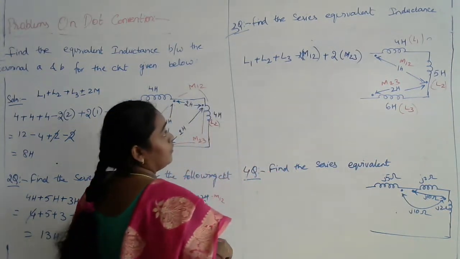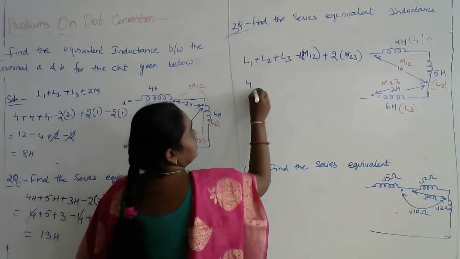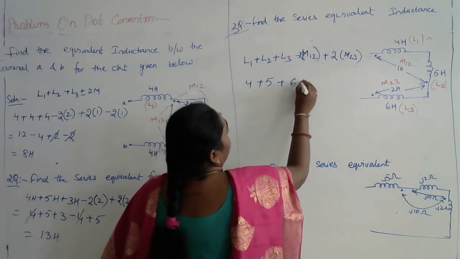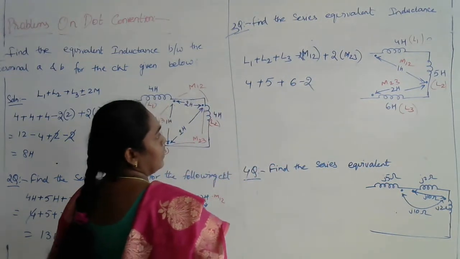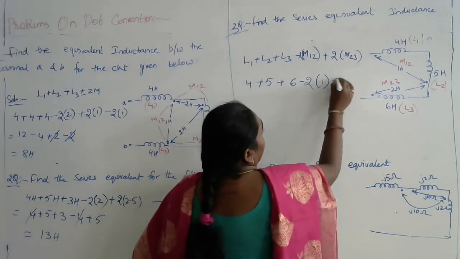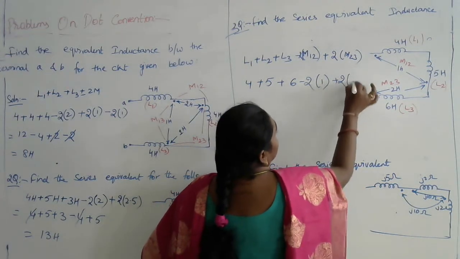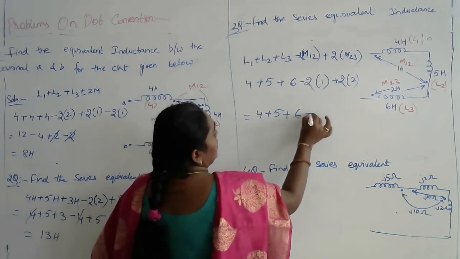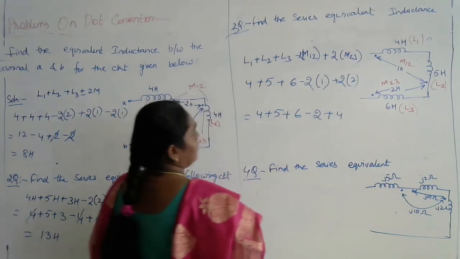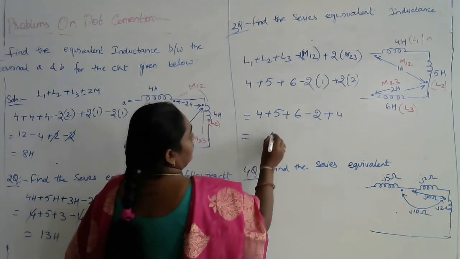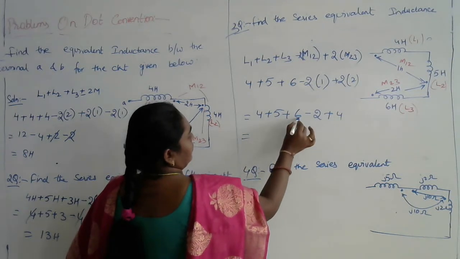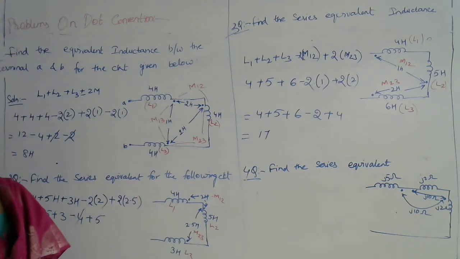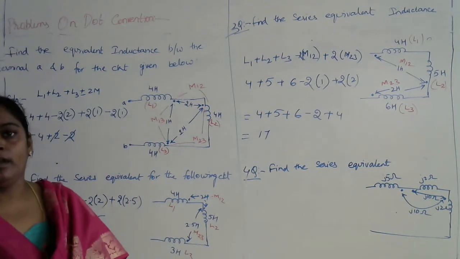So the value of L1 is 4 Henries, L2 is 5, L3 is 6, and minus 2 into the value of M12, which is 1 Henry, and M23 is 2 Henries. So we will be getting 4 plus 5 plus 6 minus 2 and plus 4. So the total will be 17 Henries.